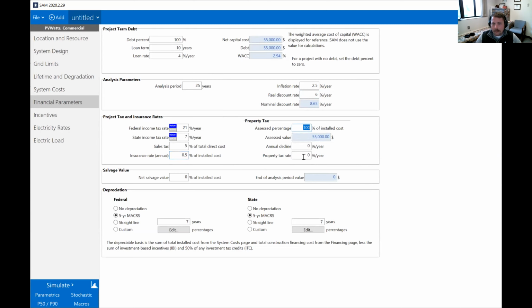Right now I have the property tax at 0 because we're going to suggest that this system is property tax exempt. And if it were in Nebraska, it is property tax exempt.